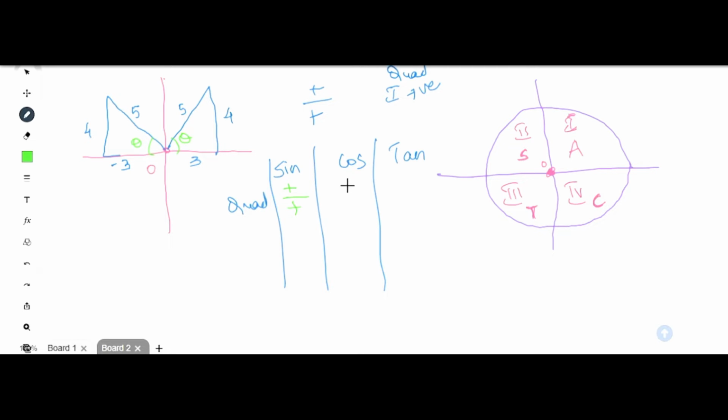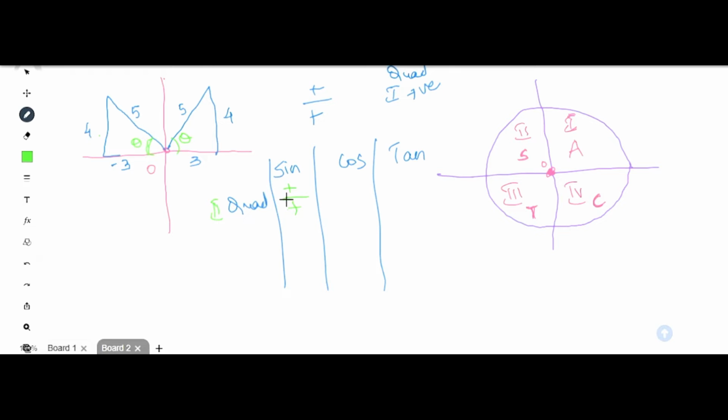Whereas in cos, what happens? Cos is base by hypotenuse, adjacent. On which side are we talking about? For quadrant 2. What is the formula for sine theta? Sine theta is nothing but opposite by hypotenuse.